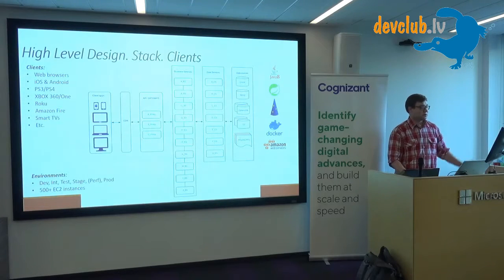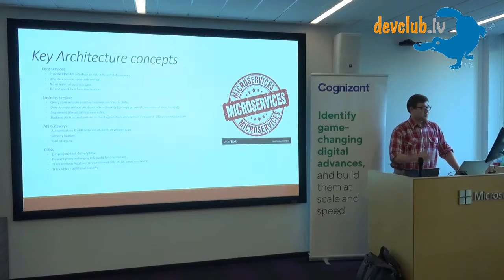In this use case, we had a lot of environments, test, stage and prod, and a lot of EC2 instances. We also had load balancers for each of those EC2 instances. Core services do not communicate with other core services; only business services communicate with the core services.